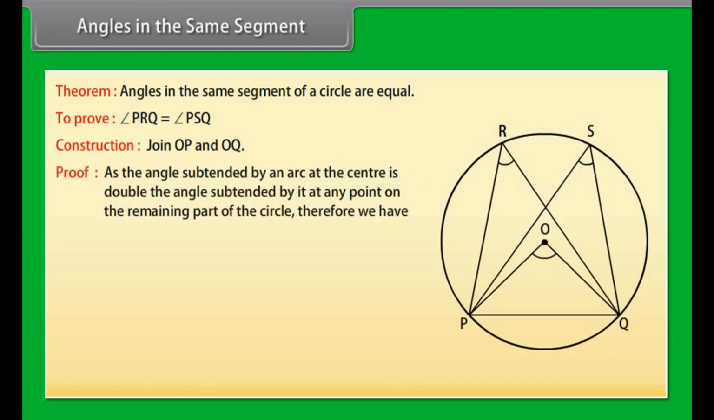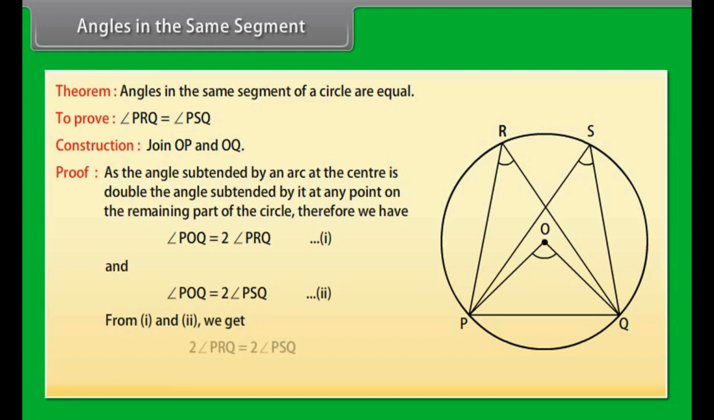Prove: As the angle subtended by an arc at the center is double the angle subtended by it at any point on the remaining part of the circle, we have angle POQ is equal to 2 angle PRQ. Mark it as 1. And angle POQ is equal to 2 angle PSQ. Mark it as 2. From first and second we get 2 angle PRQ is equal to 2 angle PSQ. Therefore, angle PRQ is equal to angle PSQ.